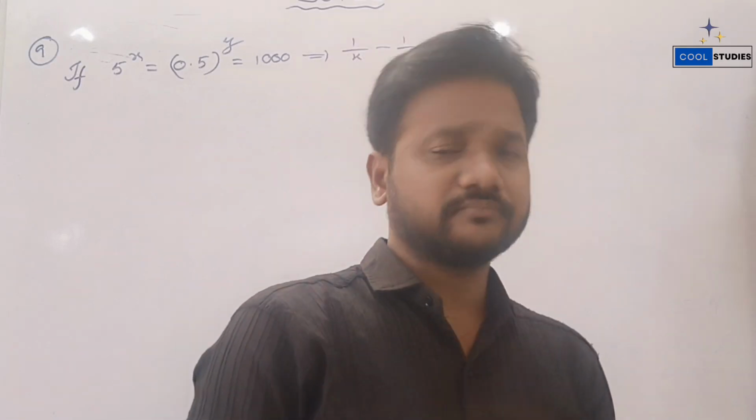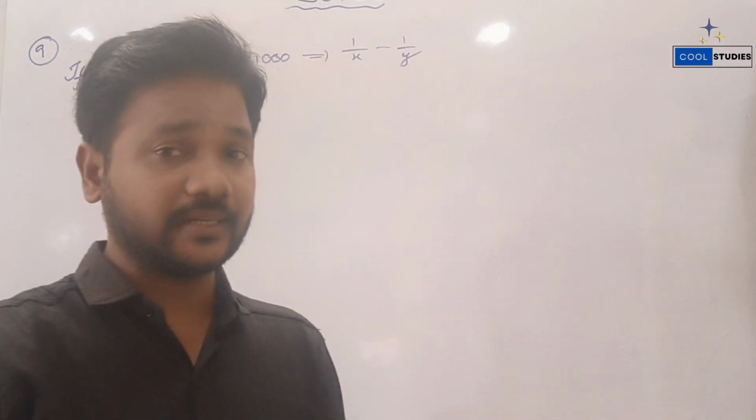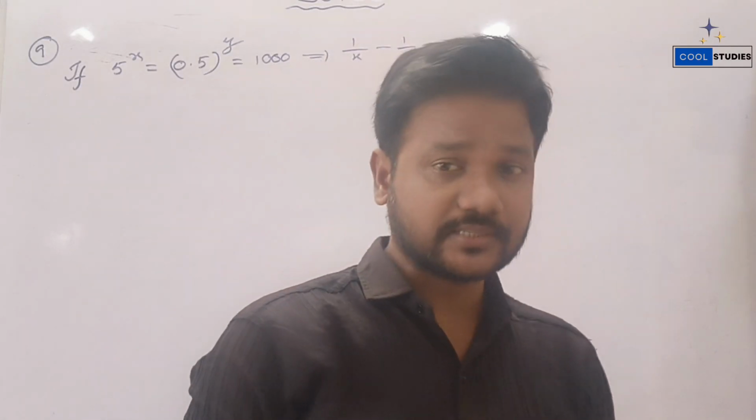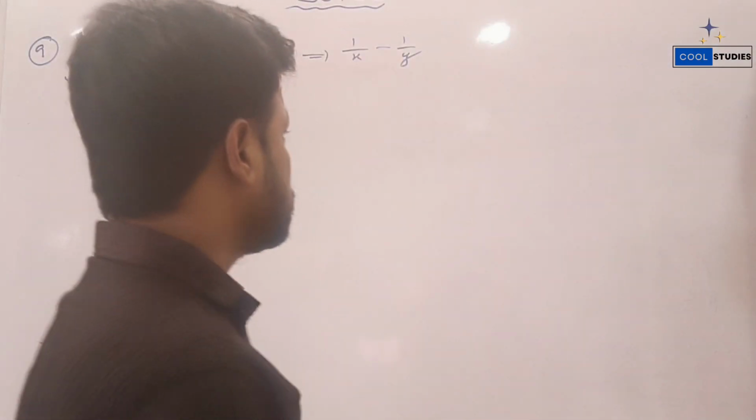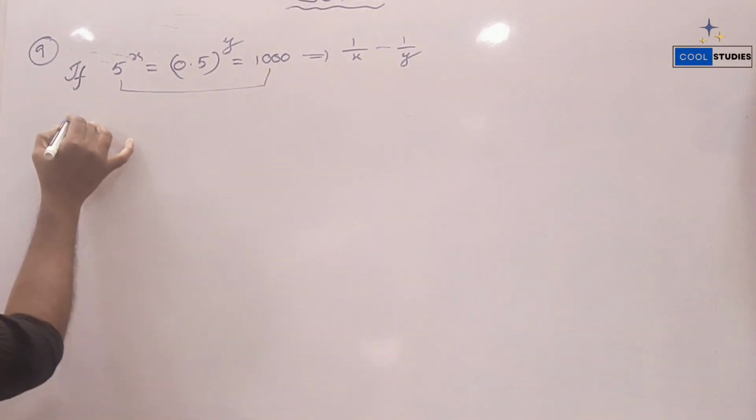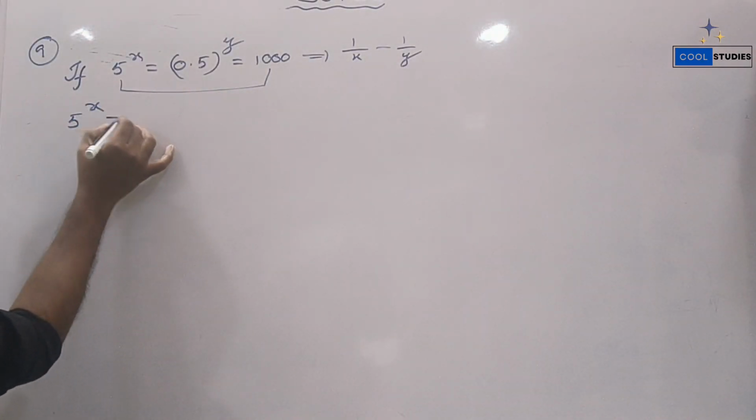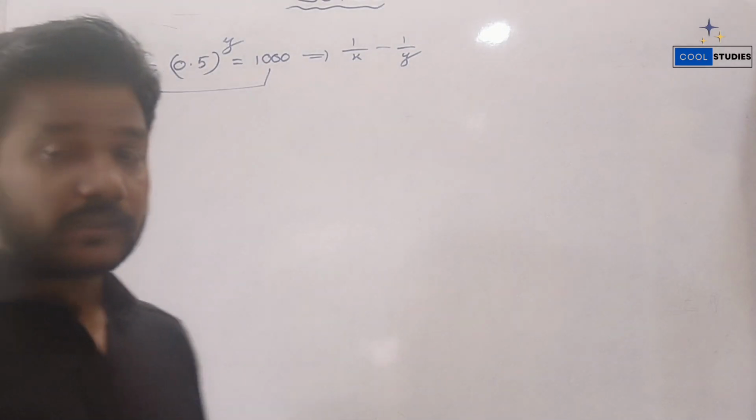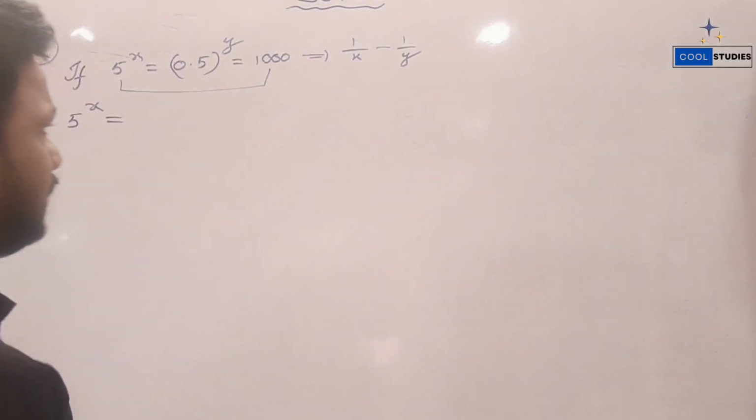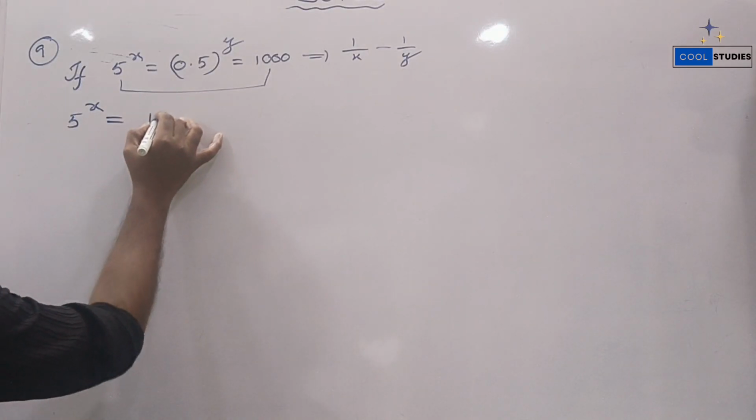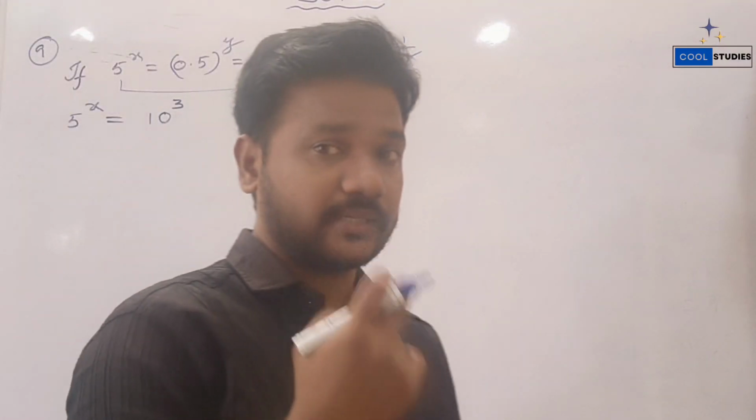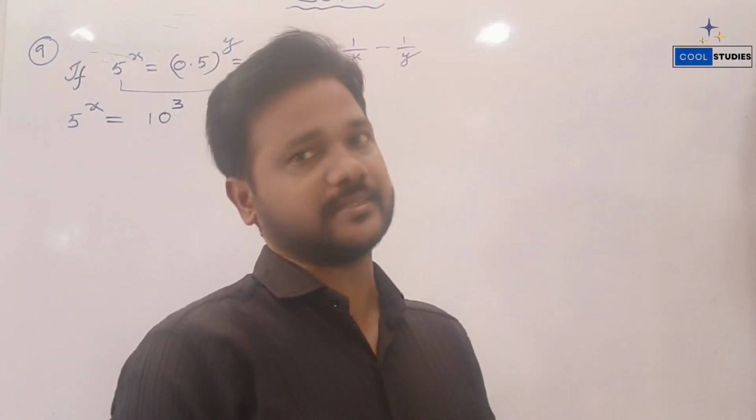So we can do it here by two methods. One is the direct procedure. One more is the direct answer. First we discuss the procedure here. So first let us consider these two parts. So 5 power x is equal to 1000. 1000 can be written as 10 power 3. Write 1000 as 10 power 3.